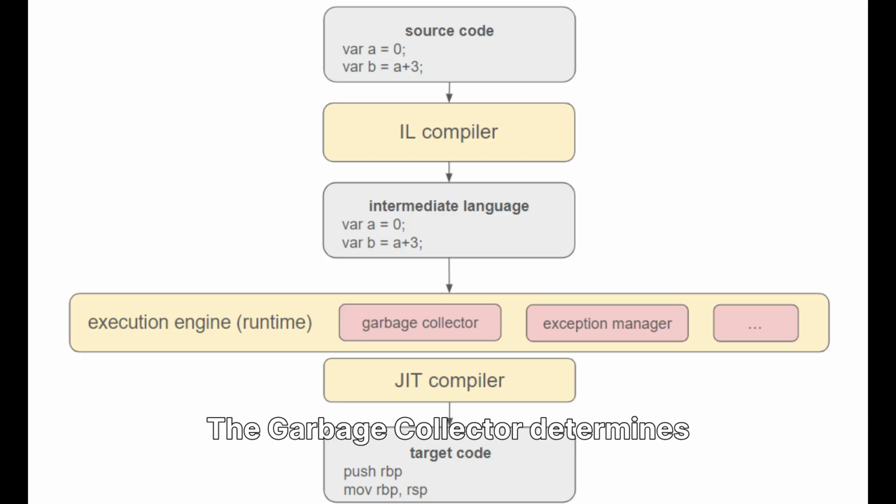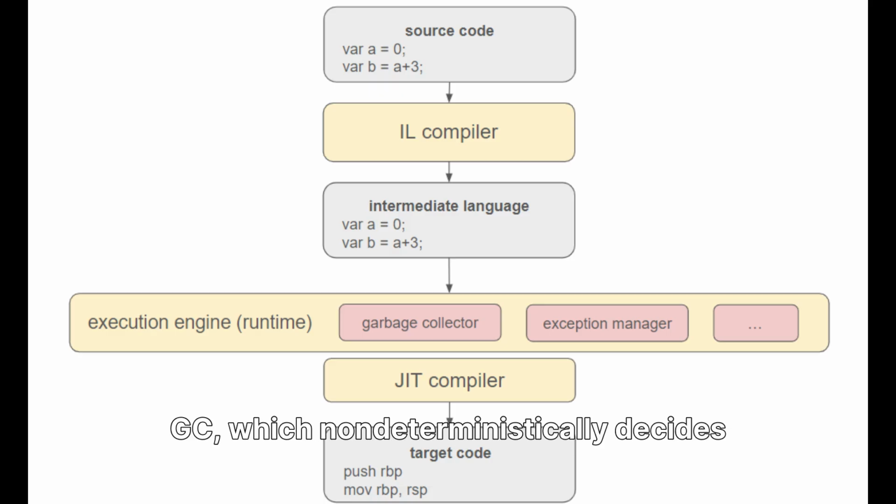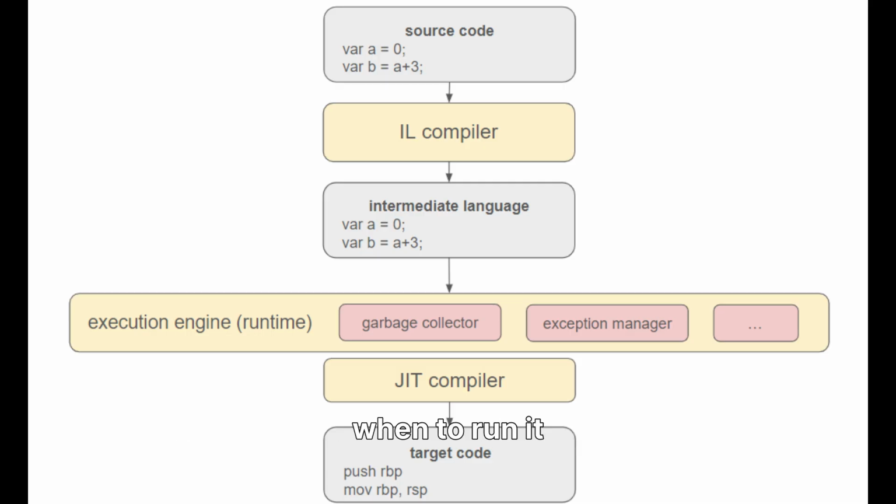The garbage collector determines when to call the destructor. You cannot call it explicitly. Its execution is entirely managed by the .NET GC, which non-deterministically decides when to run it during cleanup cycles. This makes their timing unpredictable and unsuitable for immediate resource release.